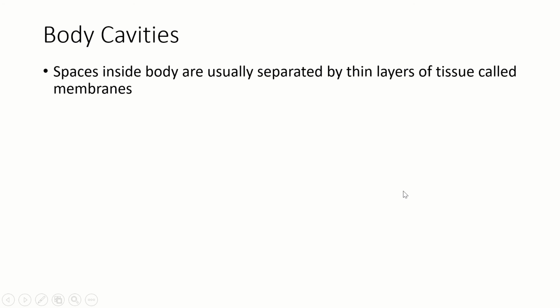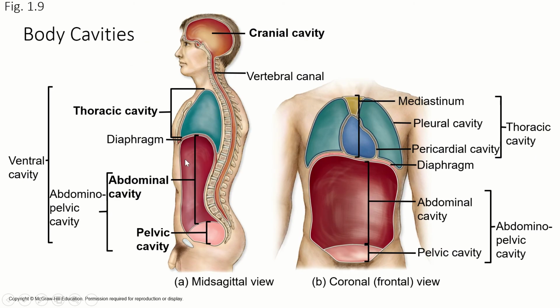Body cavities are spaces inside the body that are separated by thin layers of tissue. Those tissues are usually called membranes. The two main parts of the trunk of the body are the thoracic cavity and the abdominal cavity. Those are the two that we're going to talk about most often. So this is a side view, a sagittal section of the body, and this is a front view, a coronal section of the body. I know we already learned those, isn't that cool?